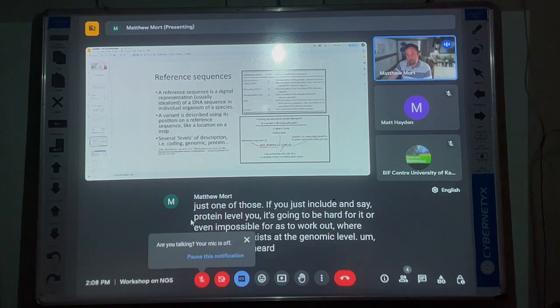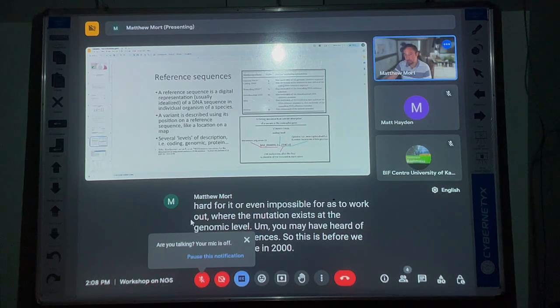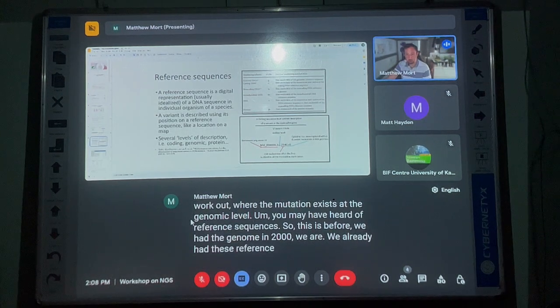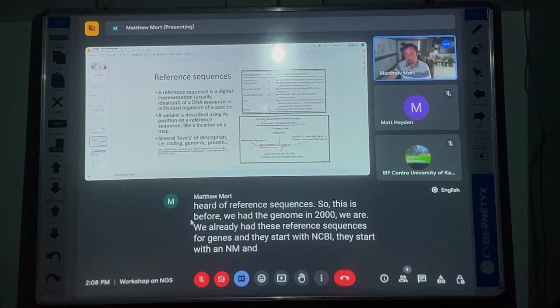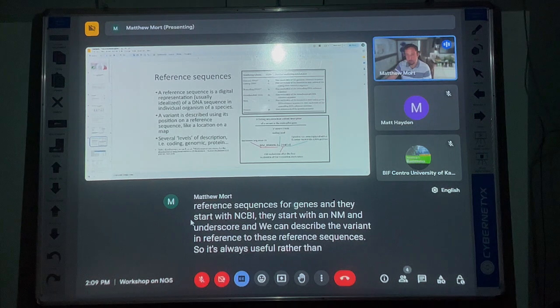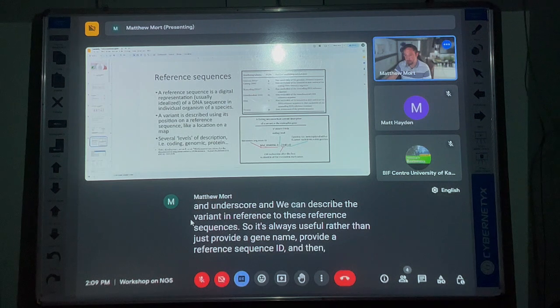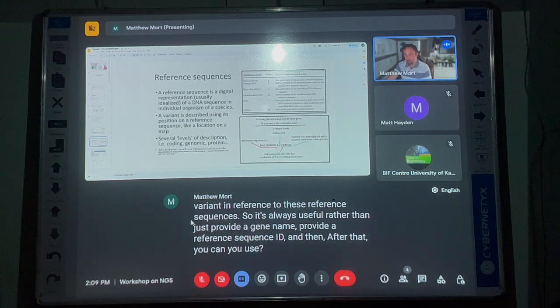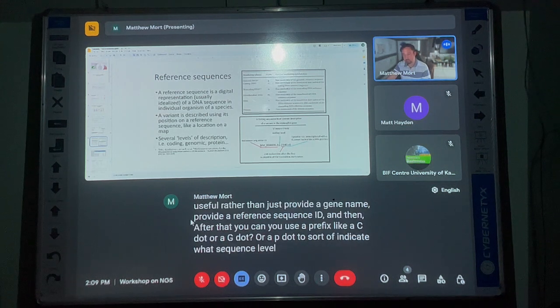You may have heard of reference sequences. This is before we had the genome in 2000. We already had these reference sequences for genes. They start with NCBI, they start with an NM_, and we can describe a variant in reference to these reference sequences. So it's always useful to, rather than just provide a gene name, provide a reference sequence ID. And then after that you can use a prefix like c., g., or p. to indicate what sequence level you're describing the mutation at.